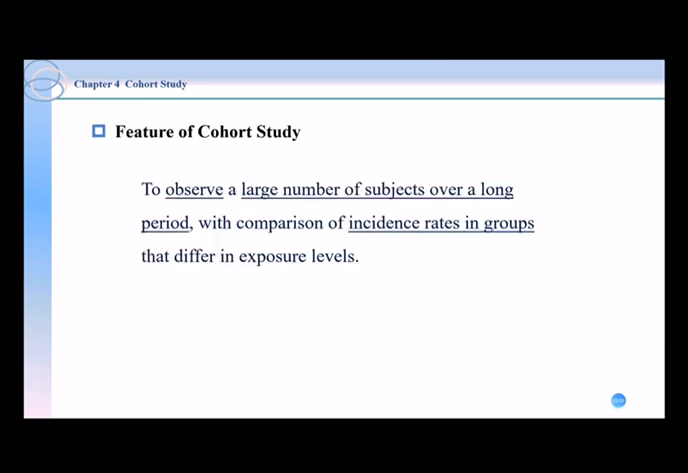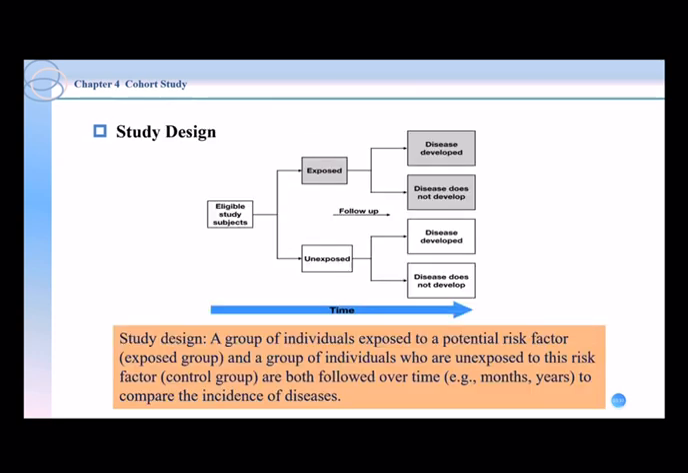The most important feature of cohort study is to observe a large number of subjects over a long time period, with the comparison of incidence rates in groups that differ in exposure measures. When we say differ in exposure, it means the cohort people will be classified into the exposed group and the unexposed group. Let's briefly look at the study design of this cohort study.